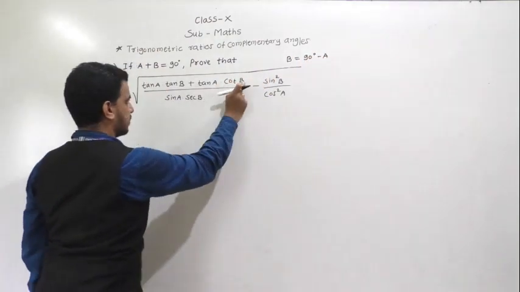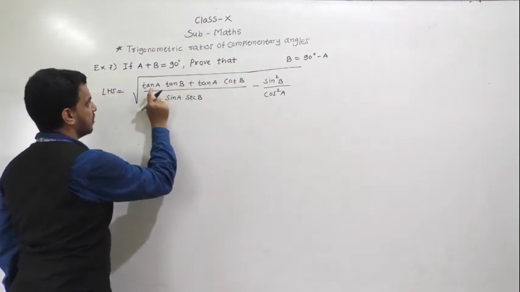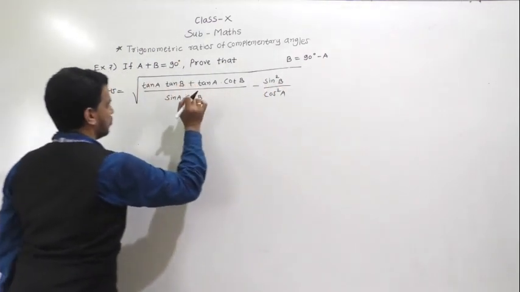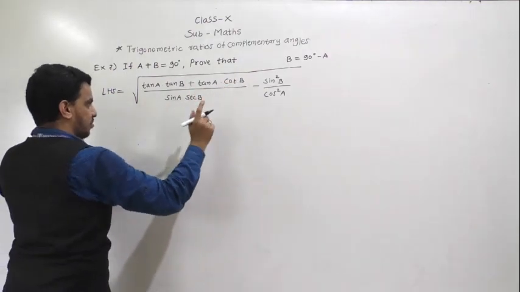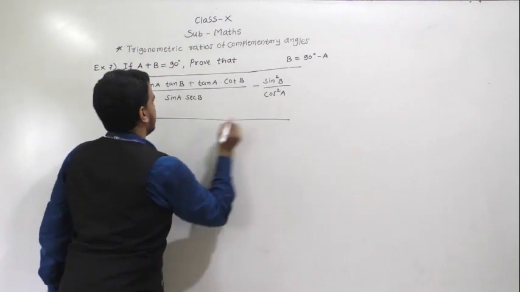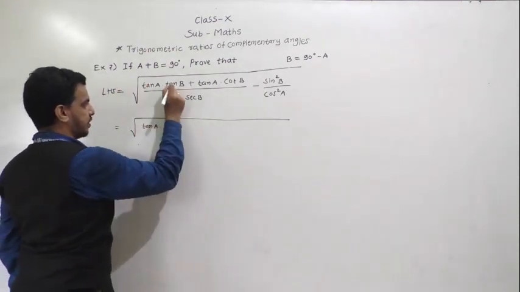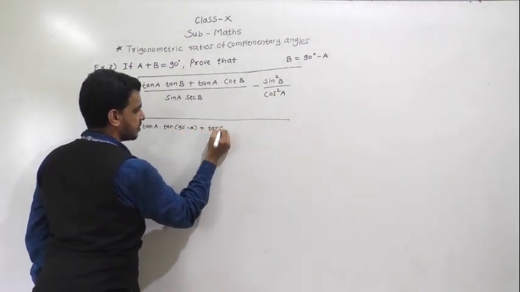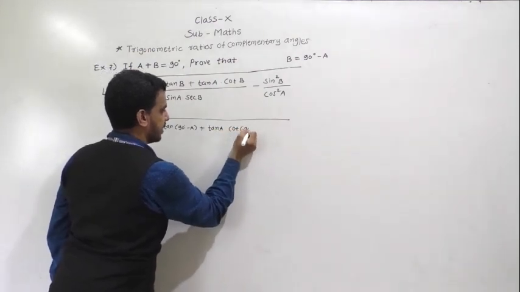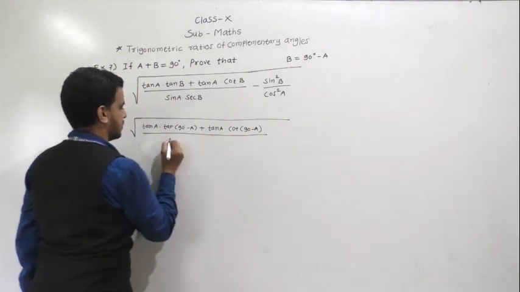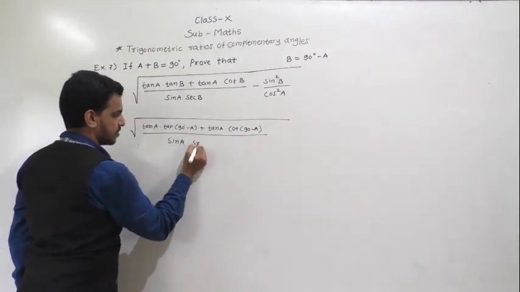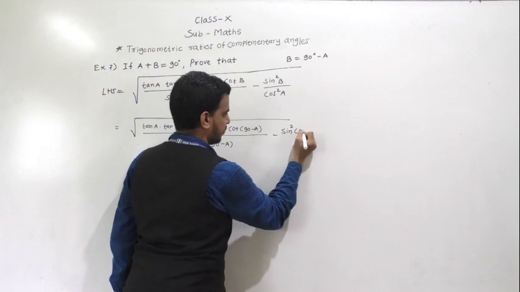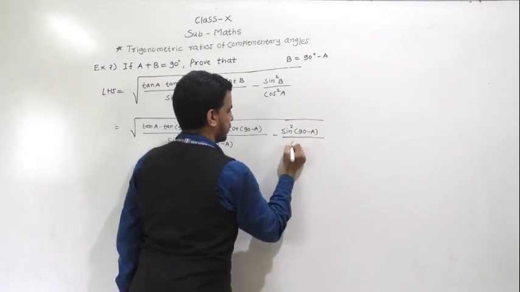Where the B angle is there, we have to replace it by A. You can also write A as 90 minus B, but on this side we want the A angle, so the B angle we have to replace. So tan A into tan B, that is tan(90 minus A), plus tan A as it is into cot B, cot(90 minus A), divided by sin A as it is into sec B, sec(90 minus A), minus sin square B, sin square(90 minus A), upon cos square A as it is.